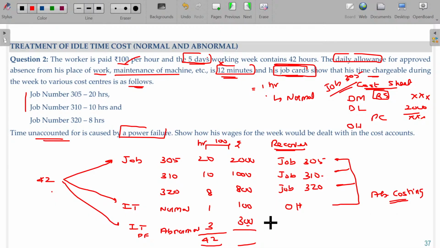What about this one, sir? This is not going to be recovered from the customer. It's my fault. So it can be debited to where? Costing P&L account. Costing P&L account. Hope you'll be now able to understand this one. Clear? Any doubts?